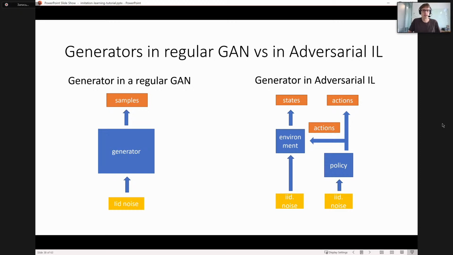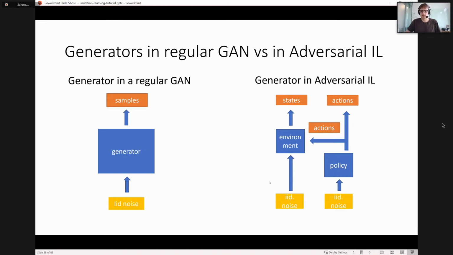If we look more on the right-hand side of the figure, this is the equivalent picture for when we do adversarial imitation learning. We start with IID noise. We put the IID noise into our policy. The policy is allowed to be stochastic. So the policy is a probability distribution over actions. It's not always the same actions. And I'm using that policy to generate an action, but that is not the end, because in imitation learning, I have this environment. So I send my action to the environment, and the environment gives me a state. And this is how I generate the states.